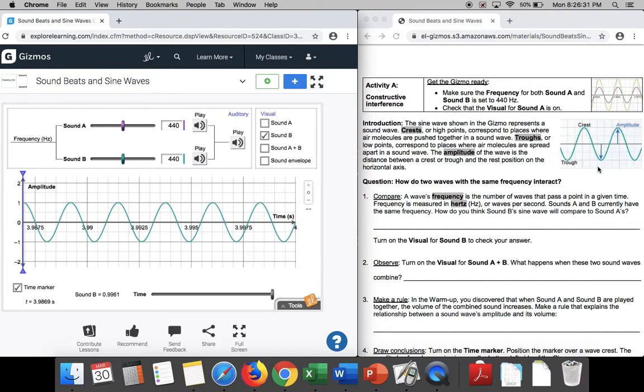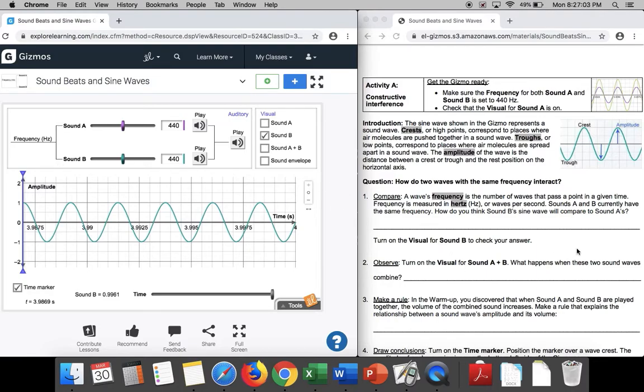All right, as we get into the Gizmo, the question for this activity is, how do two waves with the same frequencies interact? So both these waves have the same frequency. You'll see right here 440 and 440. So that means they're both vibrating 440 times per second. And so that's what the frequency is going to refer to. And the unit of measurement for frequency is hertz. That's what the capital H and the lowercase z represents. So that's vibrations per second.